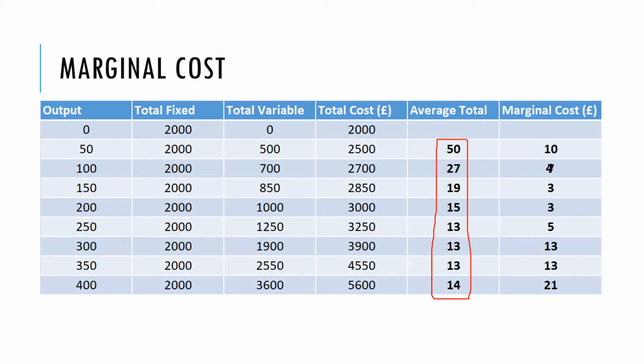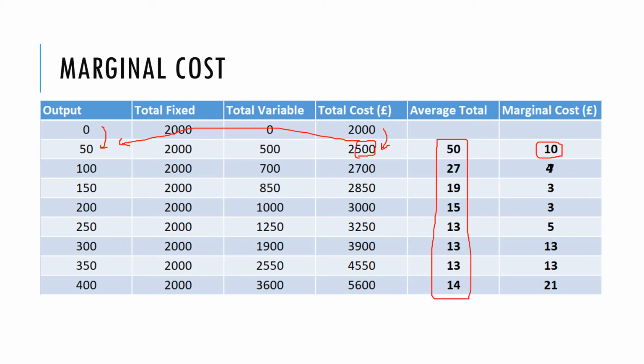So let's have a look at the first example here. If we produce 50 more units, we go from 0 to 50. What's been the change in total cost? Well, the change in total cost has gone up by 500. So we have 500 more cost from 50 extra units. So what have those extra units each added to the costs? Well, 500 extra costs from 50 extra units, so each extra unit added 10. So the marginal cost here is 10.